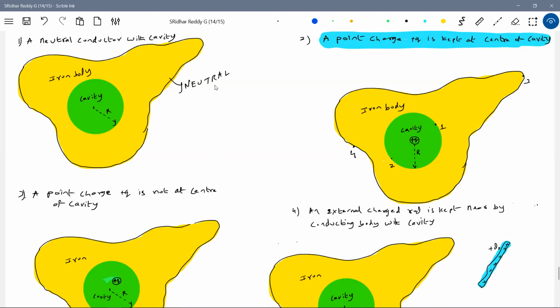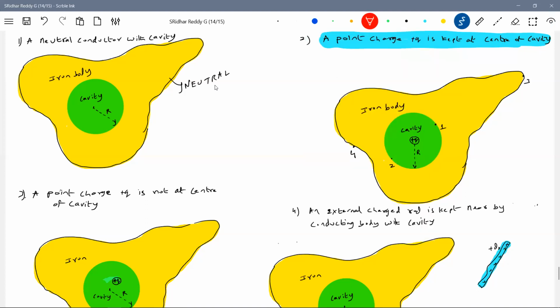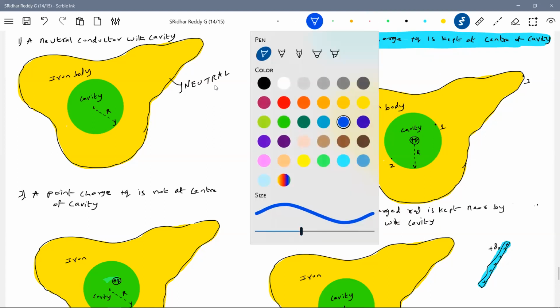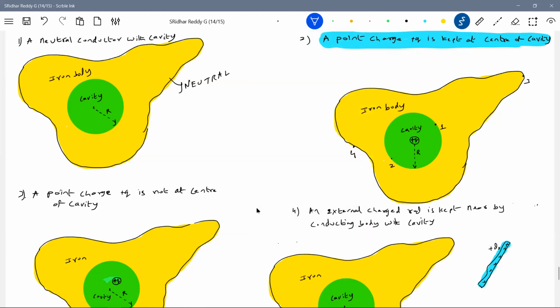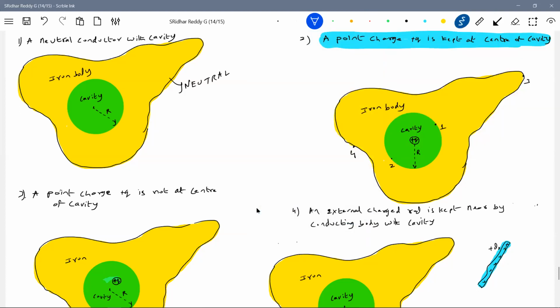So let me choose a point P. Where is the red color? Red color is here. Red color. Let me, I need these colors. Arrows also needed. Yeah. So let me choose the point P here.